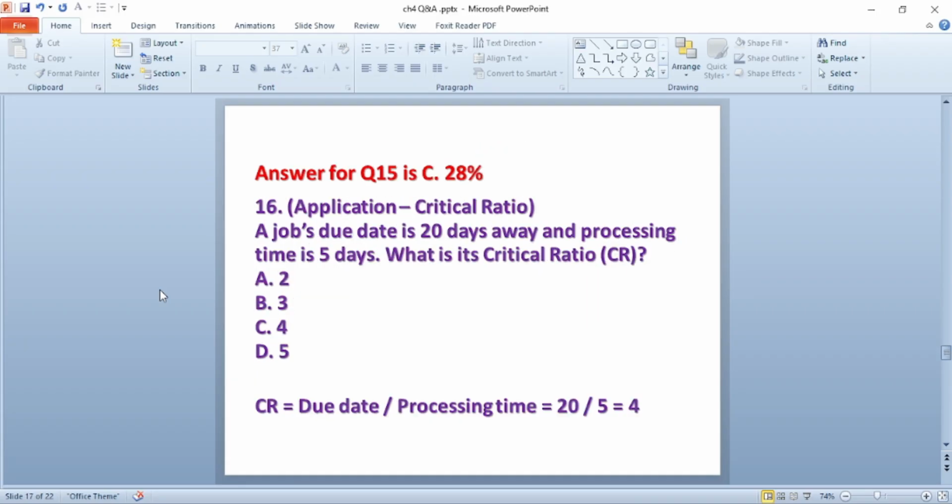Question number 16. A job due date is 20 days away and the processing time is 5 days. What is its critical ratio? The critical ratio is equal to due date divided by processing time. So the due date is 20 and the processing time is 5, which is equal to 4. The answer is C.